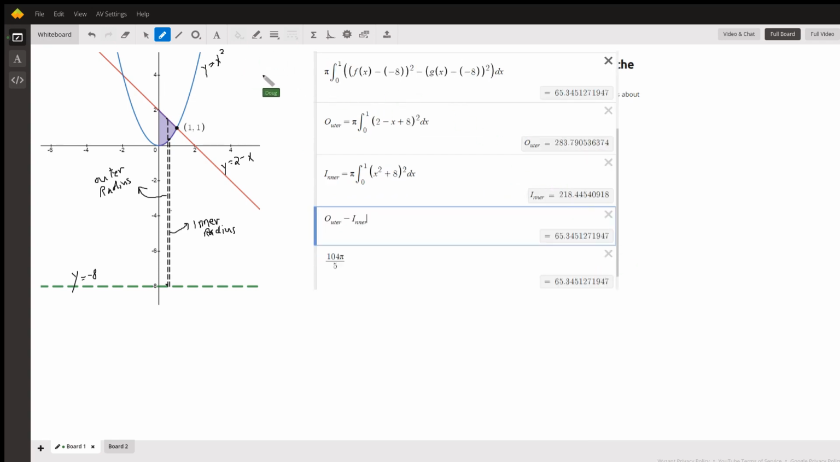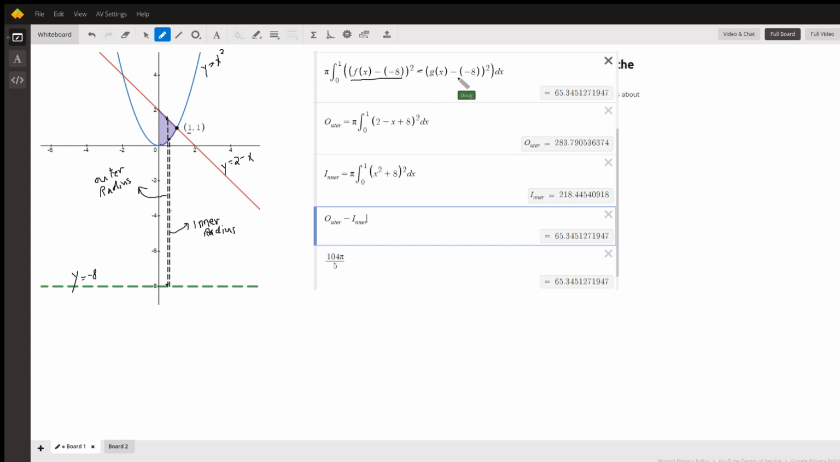And when we use the washer method, the formula is pi times the definite integral from a to b, in this case 0 to this one right here, of an expression for the outer radius squared. Well, the outer radius is, again, the distance from the red line to y equals -8. So it's the y coordinate at the top minus the y coordinate at the bottom: f of x minus -8, the outer radius squared, and minus the inner radius squared.